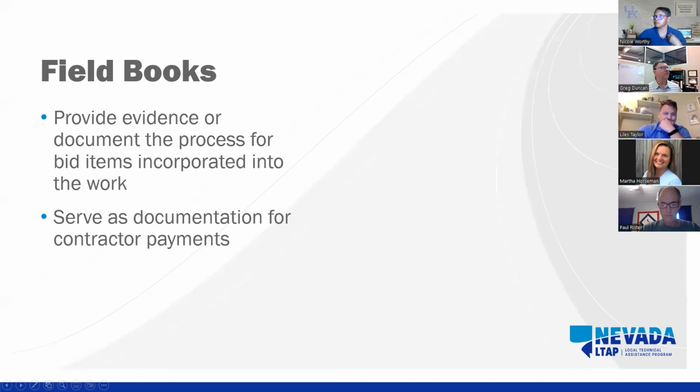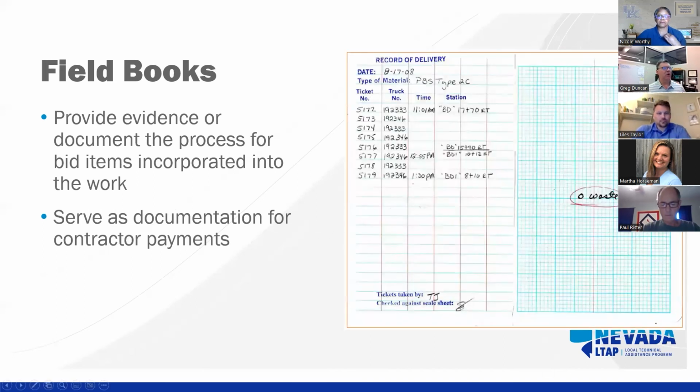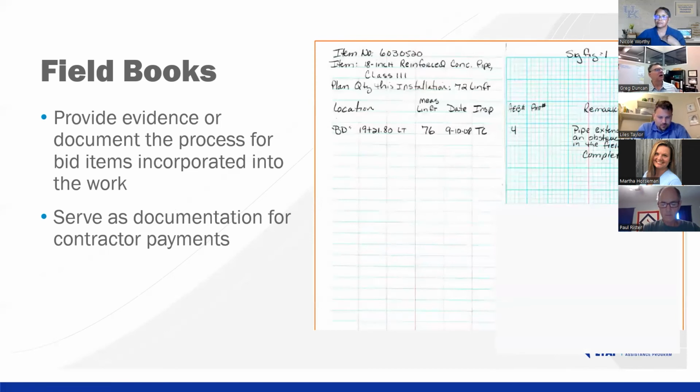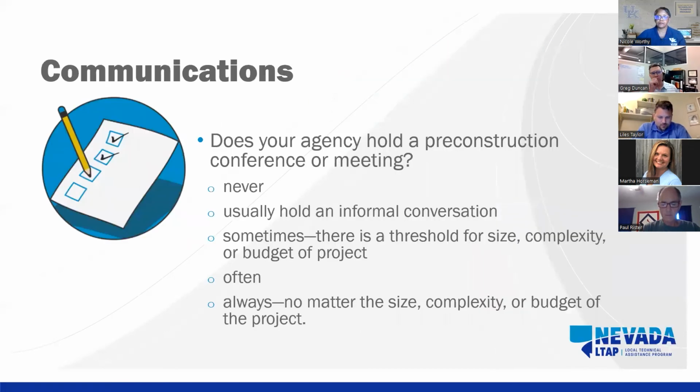So another piece of that is field books, where you're providing evidence or documenting the process for bid items incorporated in the work, and serving as documentation for contractor payments. And so the old way of doing these would typically outline where material was delivered, when it was delivered, what time, the truck, where it was placed, what station of work that goes to. So inspectors documenting that work, identifying where the process is and how it's being implemented in the project.